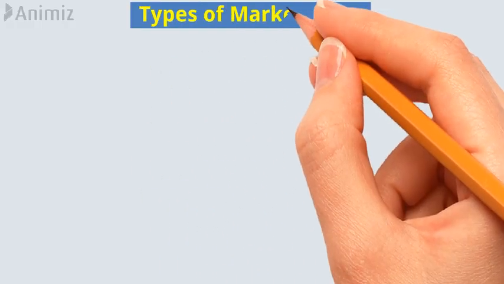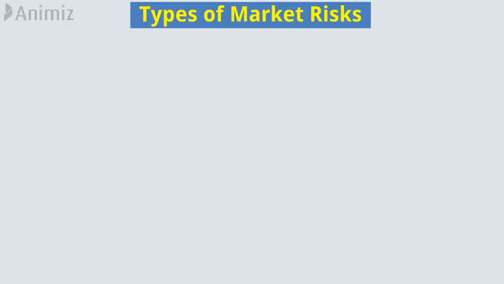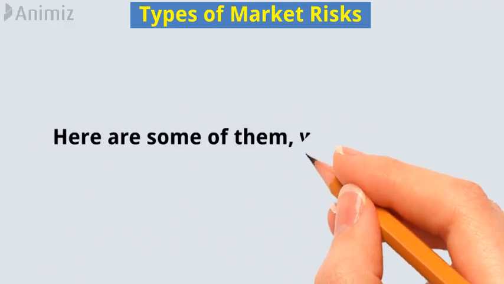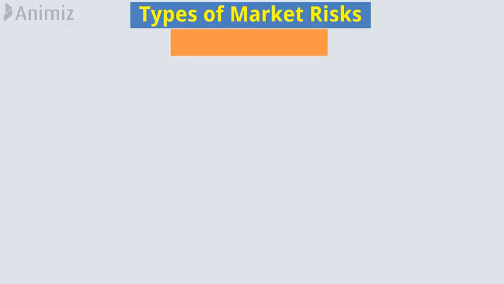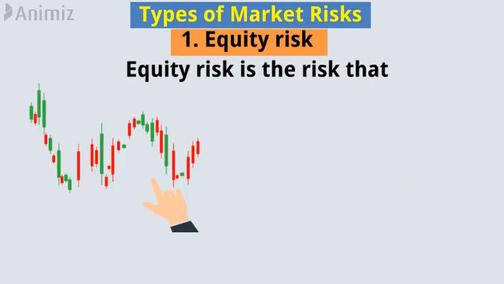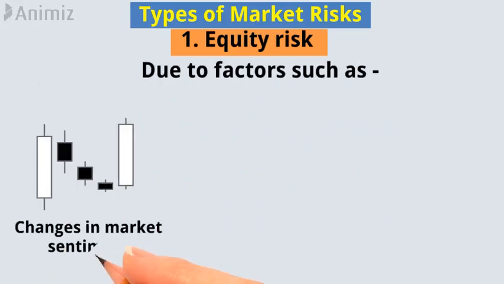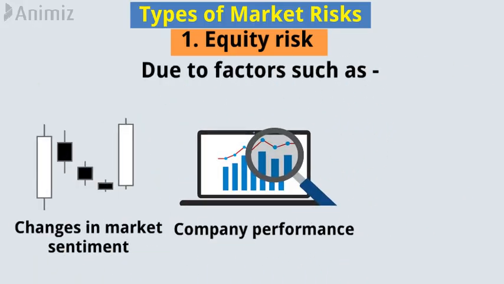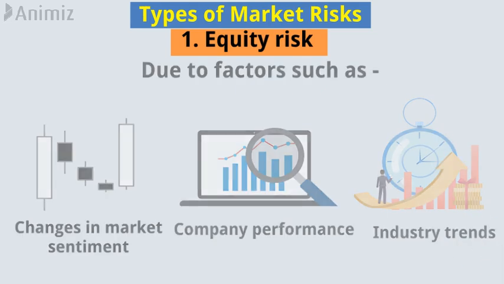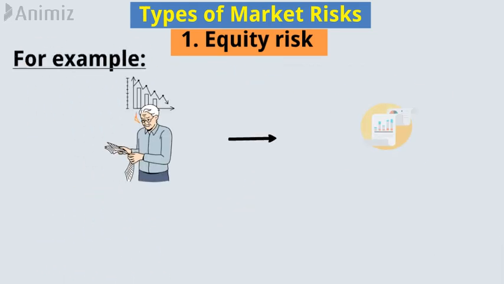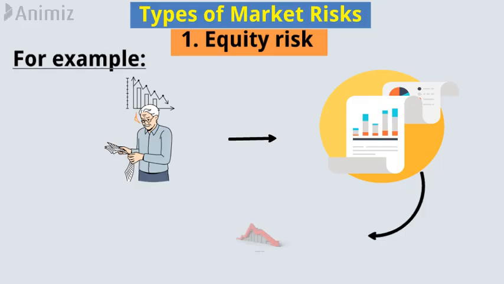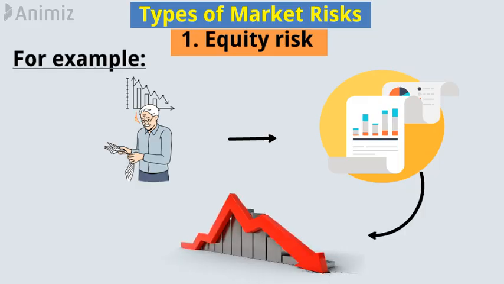There are several types of market risks that investors should be aware of. Here are some of them, with examples. Number 1. Equity risk. Equity risk is the risk that the value of a stock or equity investment will decrease due to factors such as changes in market sentiment, company performance, or industry trends. For example, negative news about a company's financials or management could lead to a decline in its stock price.